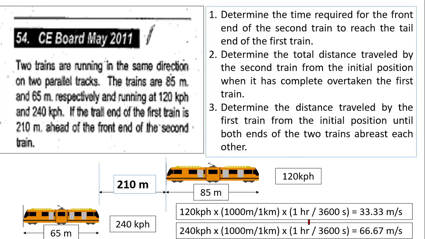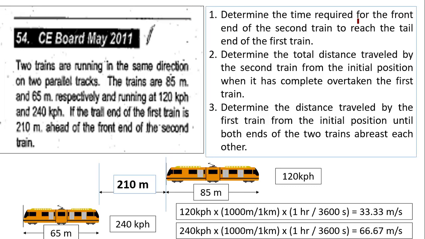You can see here the conversion. In other words, for 120 kph, you have 33.33 meter per second, and 240 kph is 66.67 meter per second. Make it quick. 1,000 meters is 1 kilometer, and then 1 hour is 3,600 seconds. Or 1 hour is 60 minutes, 1 minute is 60 seconds. So you have 3,600 seconds for 1 hour. In other words, you have the equivalent value of 33.33 meter per second for 120 kph.